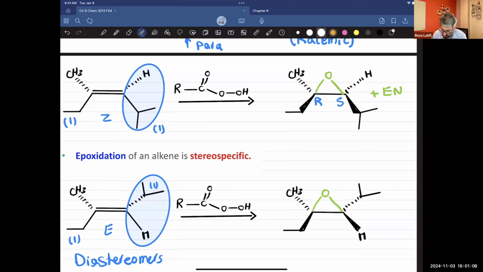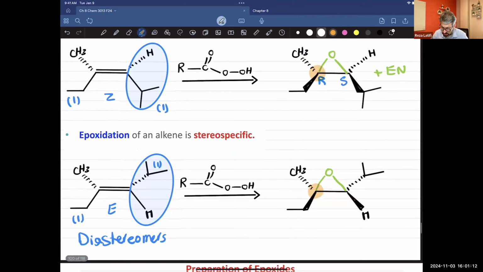I did not change this one. This one stayed as it is, but the second one, I flipped it. So I'm going to say this is going to be R, but the second one will be flipped, and from S it will turn to R again because we change the position of hydrogen and isopropyl. Now, what's the relationship between R and S versus R and R?